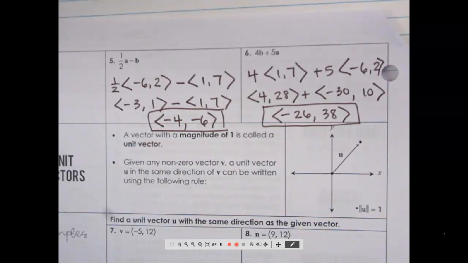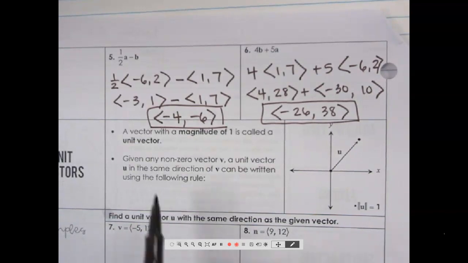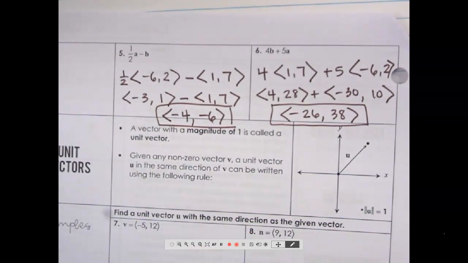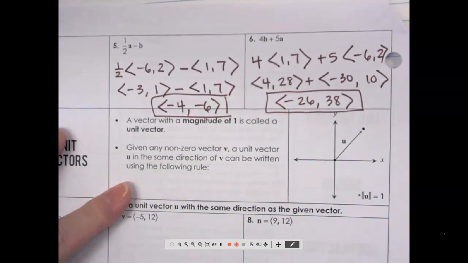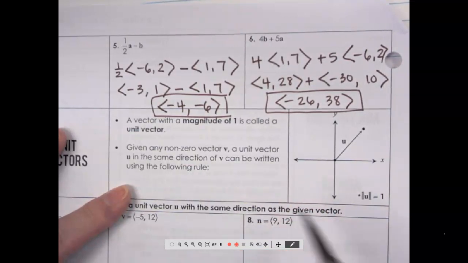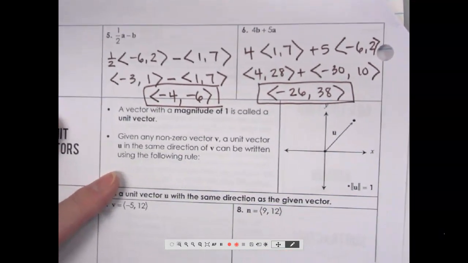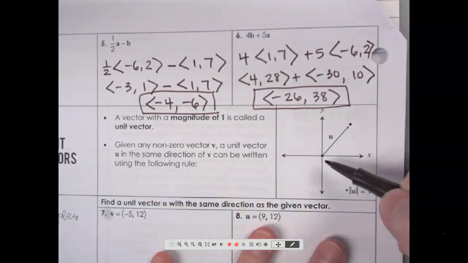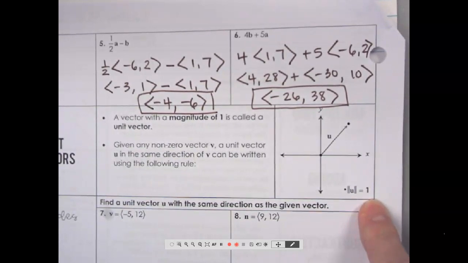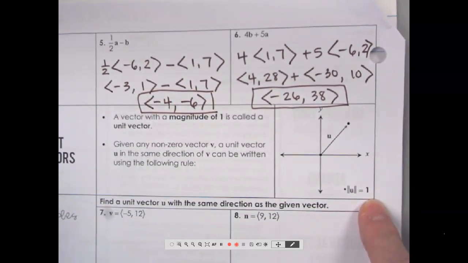Okay, so we're going to do 2 more examples and then we'll call it a day. The next thing we're going to touch on today is what a unit vector is. A vector with a magnitude or length of 1 is called a unit vector. Given any non-zero vector v, a unit vector u in the same direction of v can be written using the following rule. I'll give you the rule in just a second. So this is representing a vector u that has magnitude of 1. Kind of like the unit circle has radius 1, a unit vector has length or magnitude 1.